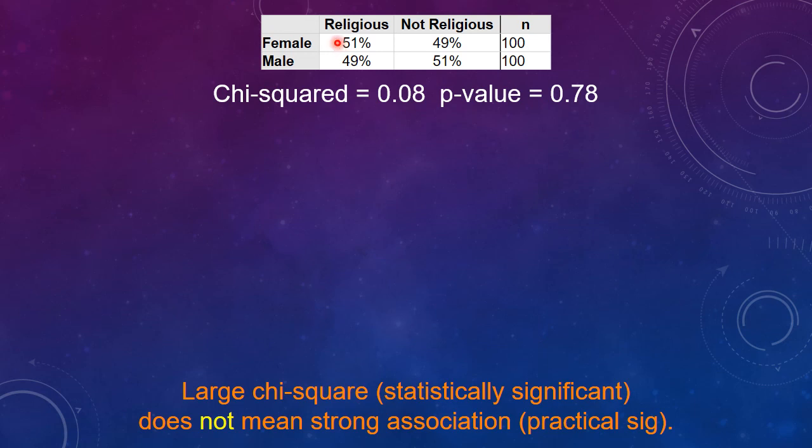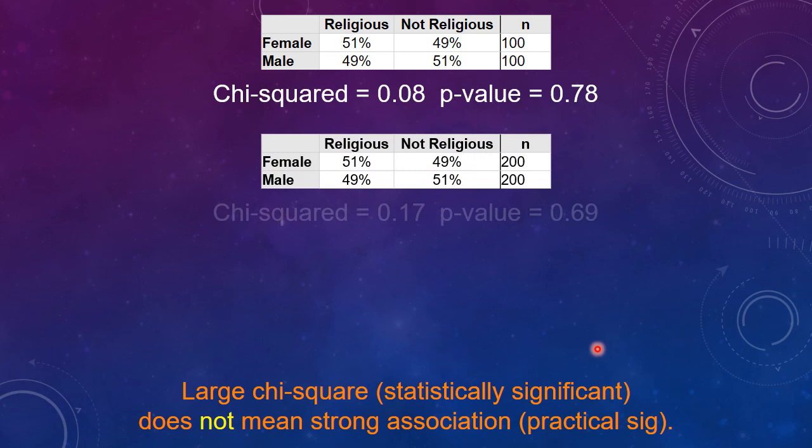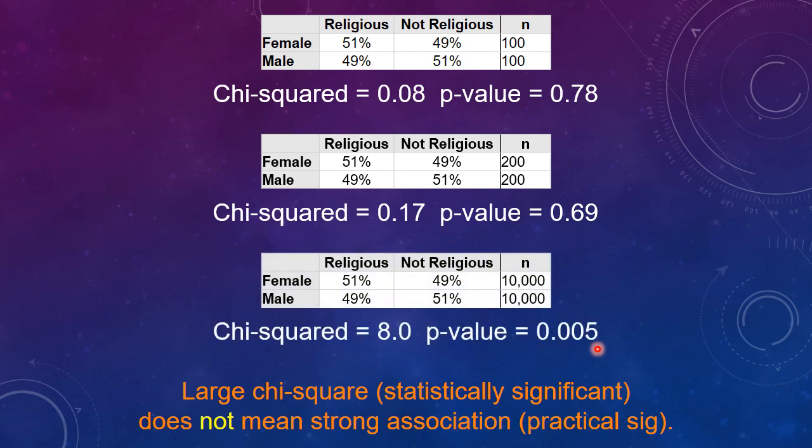Let's take a look at this hypothetical example of the proportion of people who are religious or not religious, depending on whether they are male or female. In this first example, with 100 people, we see that the chi-squared statistic is 0.08 and the p-value is 0.78. So we don't have evidence for an association here. And that makes sense. The proportion of women who are religious is 51%, and the proportion of men who are religious is 49%. Those are pretty close to one another.